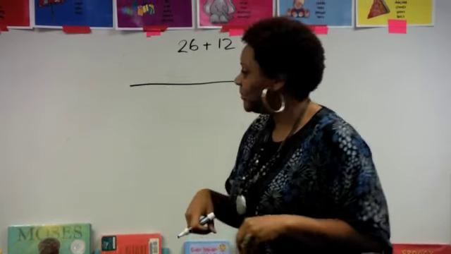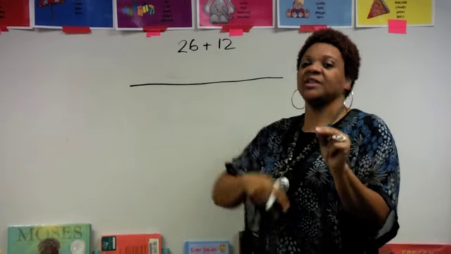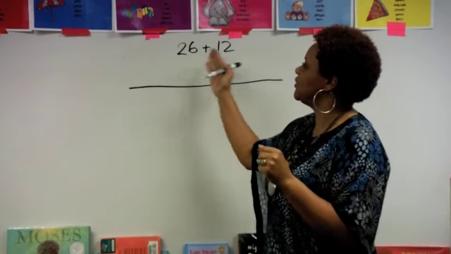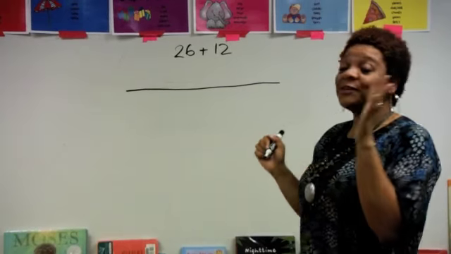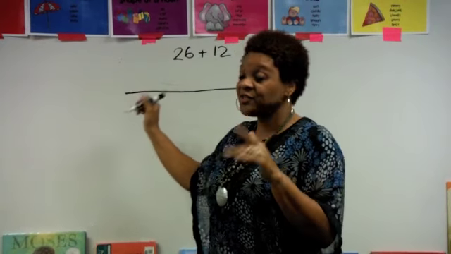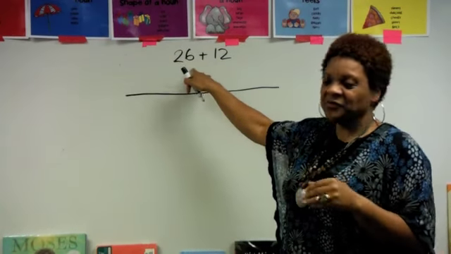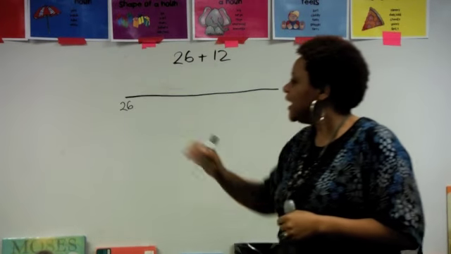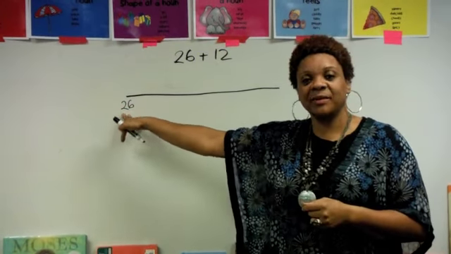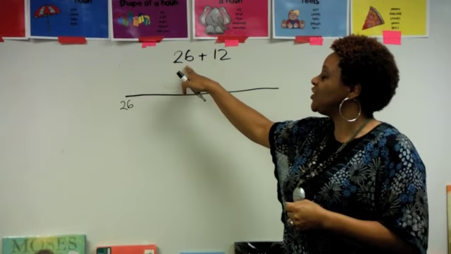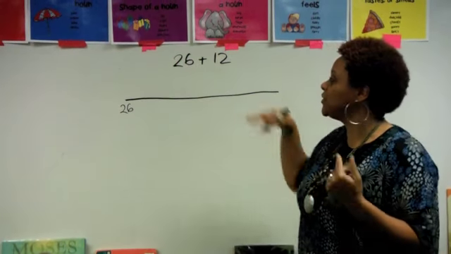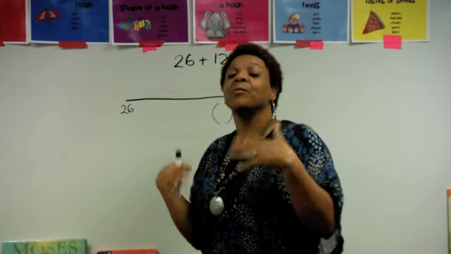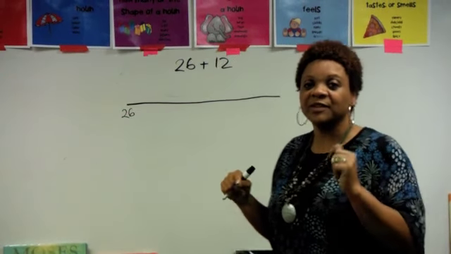Last and final step. How do we add two-digit and two-digit numbers together? So two-digit plus two-digit numbers. Again, we start off with our largest number. In this case, I'm sticking with 26. 26 and 12 more. So we have number 26 at the beginning of our number line, which is the biggest number of the two. You would have explained to them why we have the biggest number at the beginning of the number line.